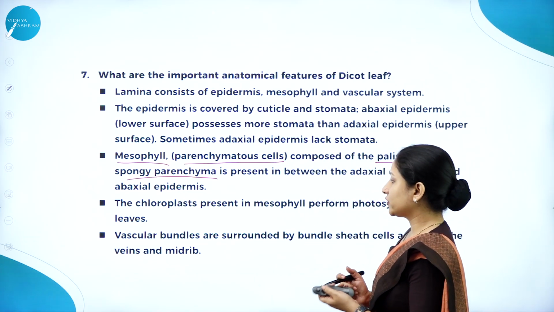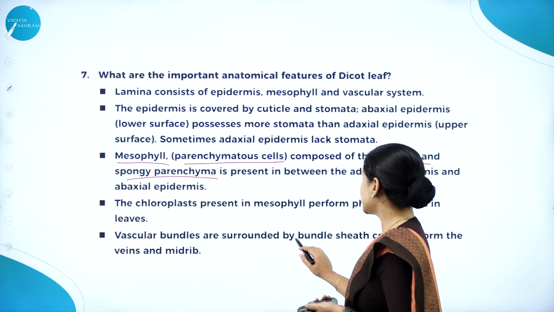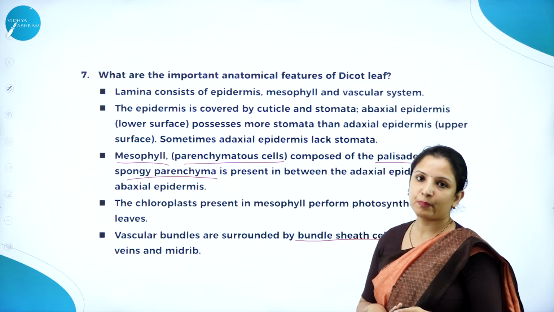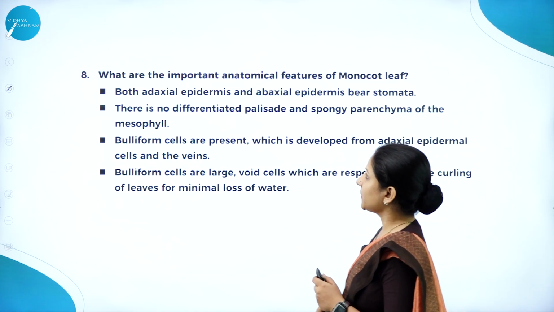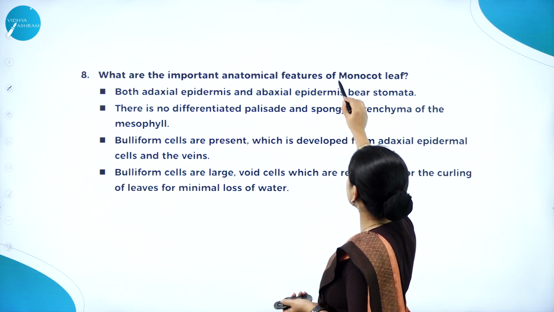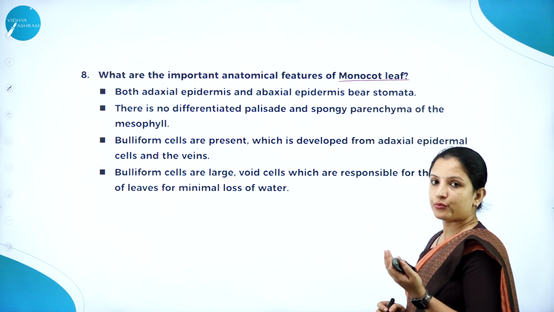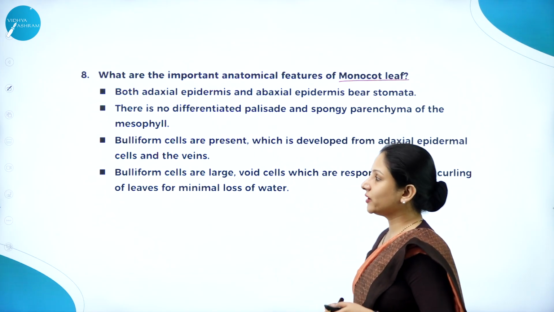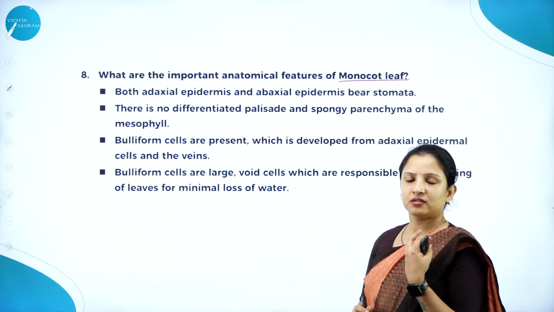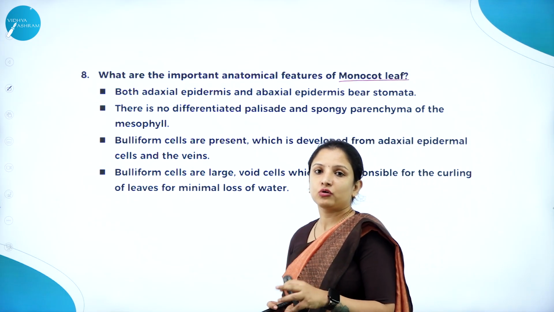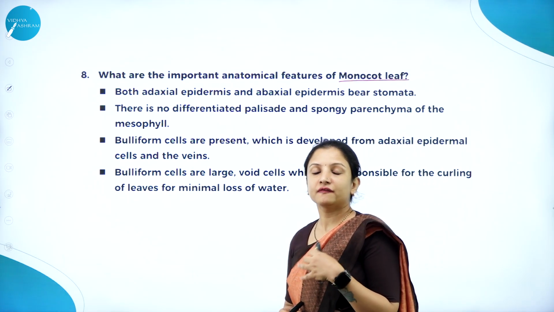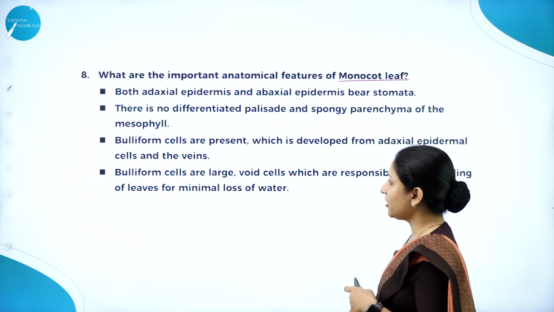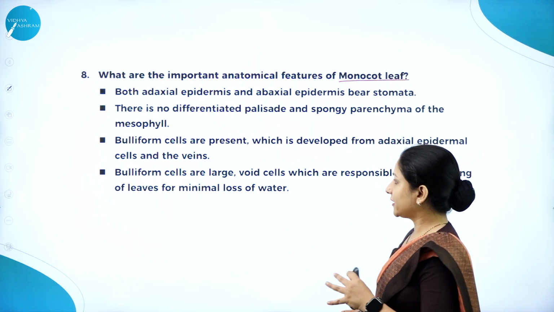And you have to write about the vascular bundles. What are they surrounded by? They're surrounded by bundle sheath cells. Next, what are the important anatomical features of monocot leaf? Here stomata are present on both the abaxial and adaxial epidermis, which are equally distributed. They have parenchyma cells, but they do not have parenchyma cells in the form of palisade and spongy parenchyma. Bulliform cells are present, that you have to write.